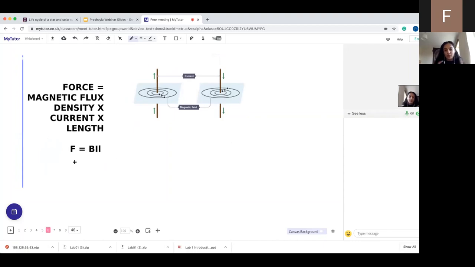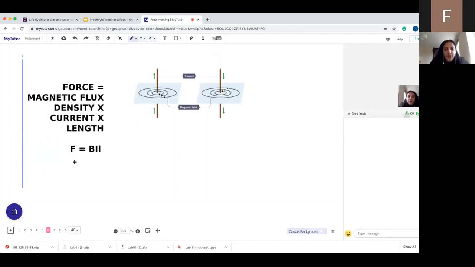So we'll look at that in a second, but it's a nail or an iron core with a coil wrapped around it, which is a solenoid, and it's used to make an electromagnet. Then we looked at this equation, F equals BIL, which basically talks about the motor effect.